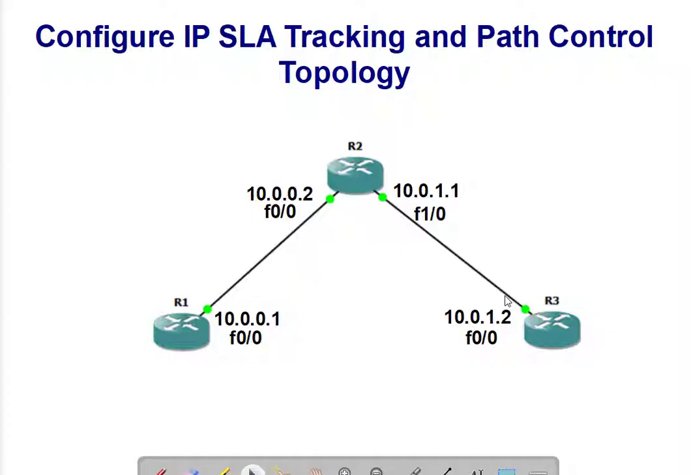In this particular session, we'll study configuring IP SLA tracking and path control topology. So we'll use this topology. Here we have three routers, and this is the IP address of router R1. The interface is F0/0, connected to router R2 on its interface F0/0, so it is 10.0.0.2. The other interface, FastEthernet 1/0, has IP address 10.0.1.1, and this is connected to R3. The interface F0/0 there has the IP address 10.0.1.2.